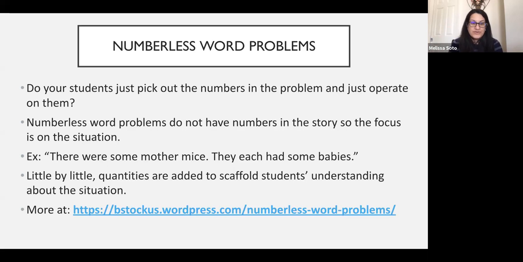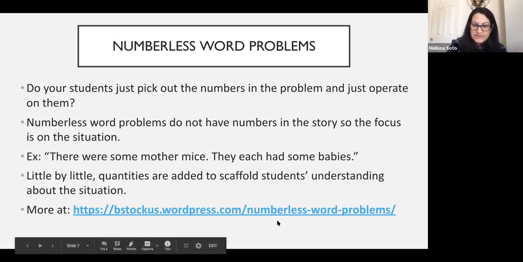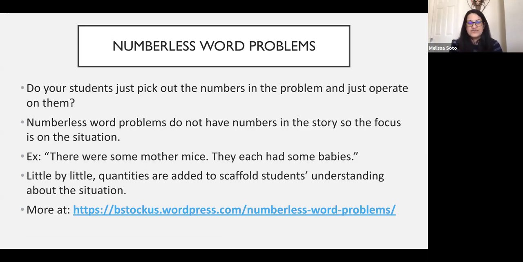So it's just sort of this little stem. And then what we do is we ask the kids, what do you notice? What are you thinking about? We're constantly asking kids to notice. As you can see, it might be a theme for my class. And little by little, we start adding quantities back into the story problem to help scaffold their understanding and their thinking about these different problems. This particular website has lots of different items that you can look at and use in your own classroom.